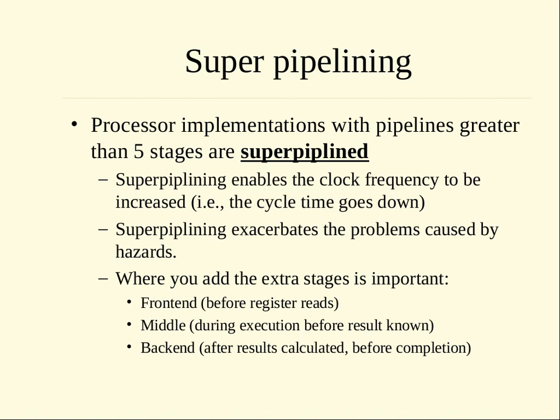There's something called super pipelining, where you have more than 5 stages. It allows you to increase your clock frequency, so cycle time goes down. But super pipelining exacerbates the problems caused by hazards. What we discussed before, when we split it up even more, you have more segments, so you have to deal with hazards over multiple more cycles. And then data forwarding is even more annoying, isn't it? Yeah.